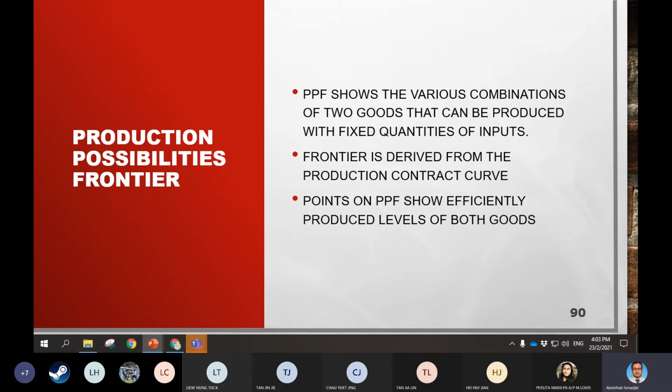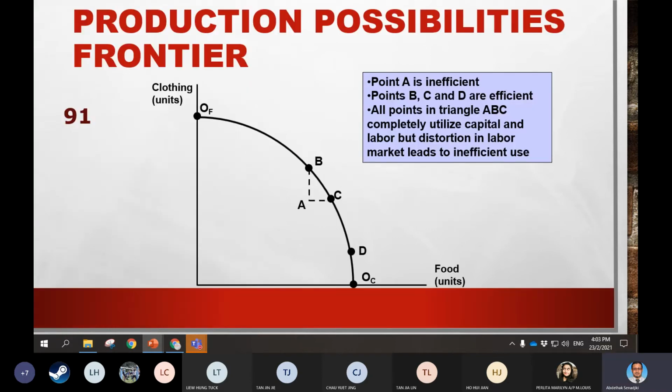If that combination lies above the line, that is also not feasible. Actually, we cannot produce there because we do not have the resources to reach that point. So let's see it here. For example, point A is inefficient because at this point we are not using all resources, and therefore we can produce better.